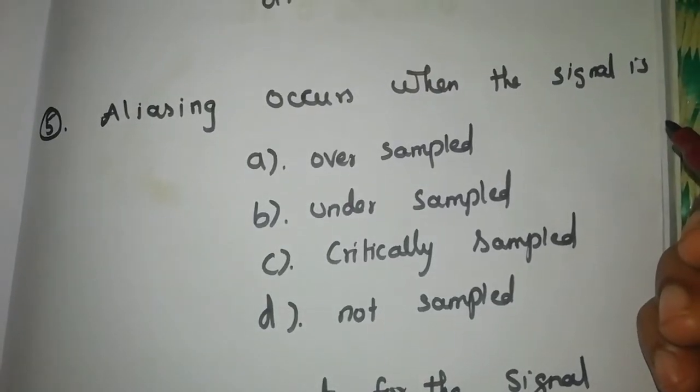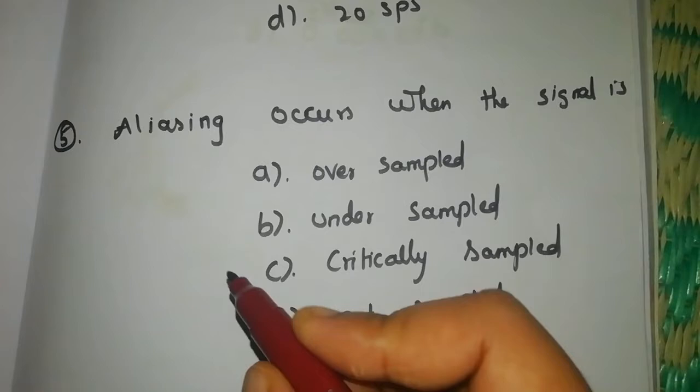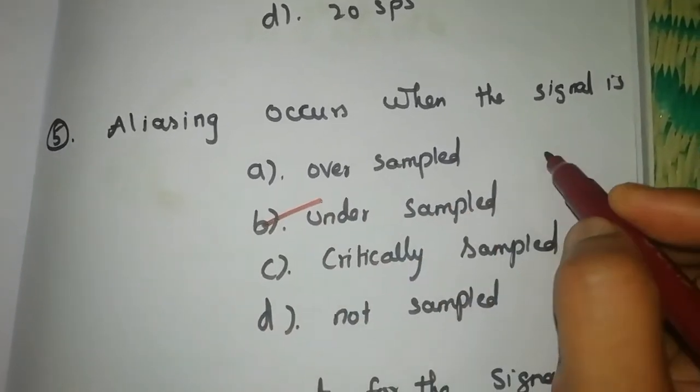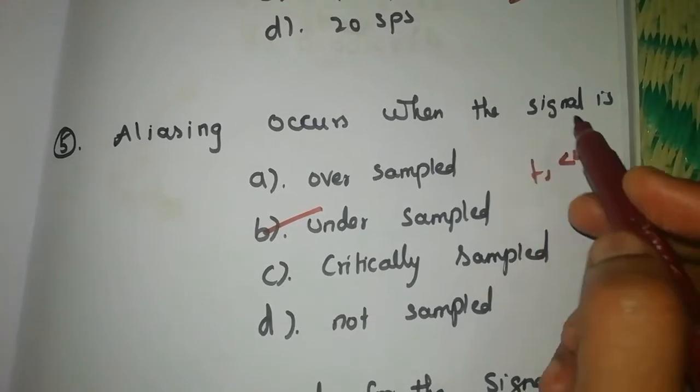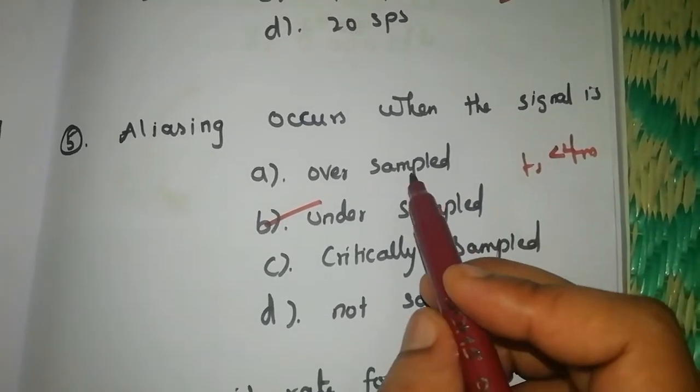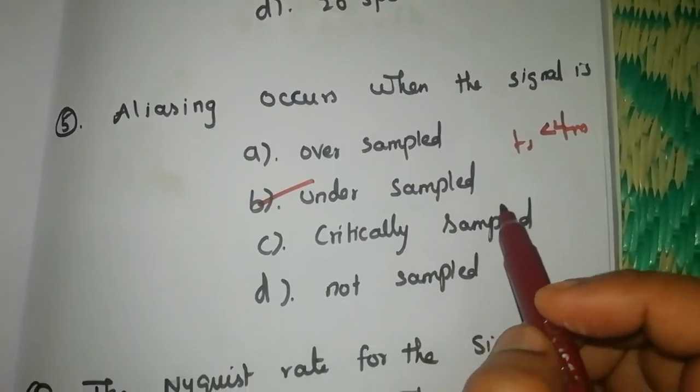Aliasing occurs when the signal is undersampled, that is when Fs is less than 2 Fm, we will get aliasing. So this happens when we undersample the signal.